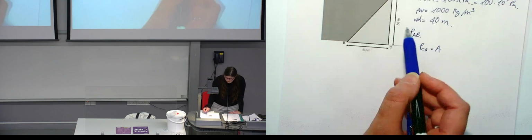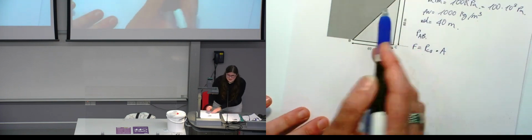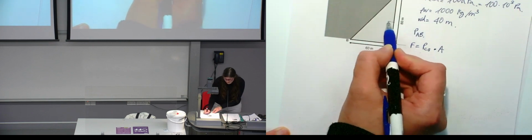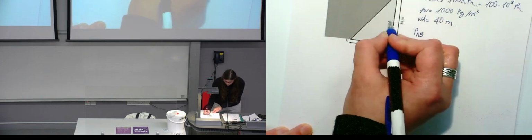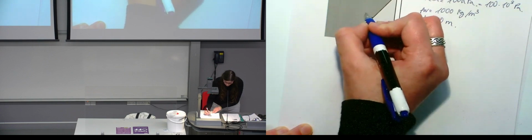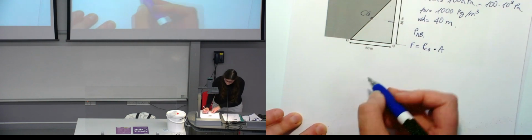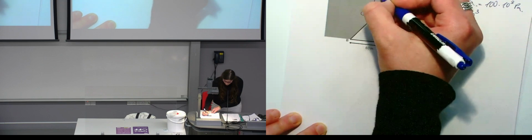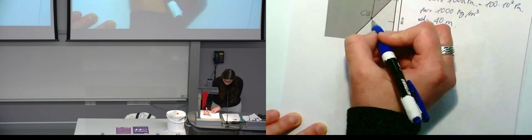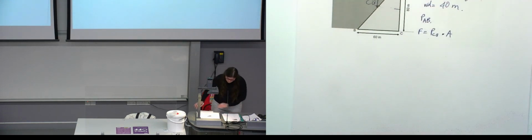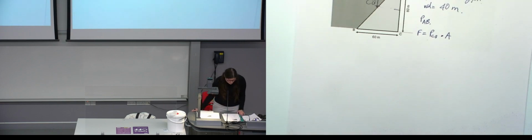If you have this dam like this, the center of gravity of the face would be at half the distance. So this is the center of gravity. So the depth to the center of gravity, which I will call h, is 40 meters. Okay?